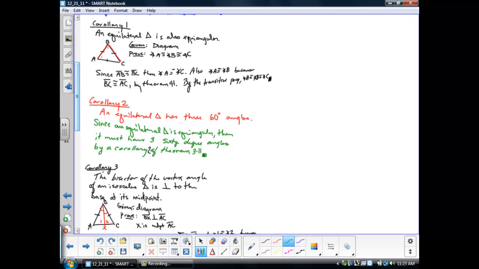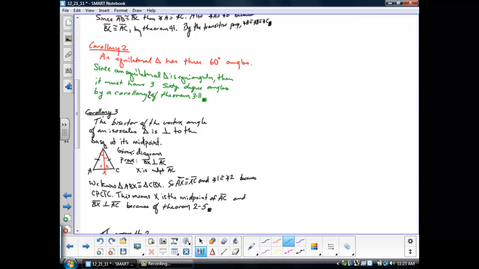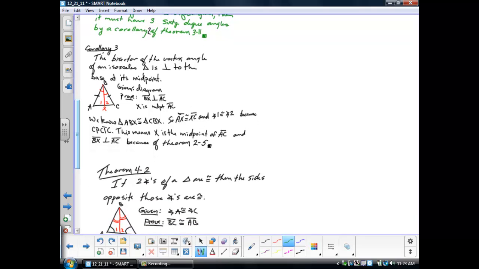Corollary 1 says if you have an equilateral triangle, it must be equiangular. Corollary 2 says an equilateral triangle then must have three 60-degree angles. You know this because they would have to add to 180 and they're equal, so 180 divided by 3 is 60. Corollary 3 tells us that the bisector of the vertex angle of an isosceles triangle will be perpendicular to the base at its midpoint.